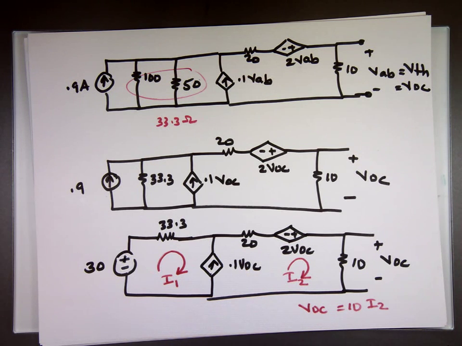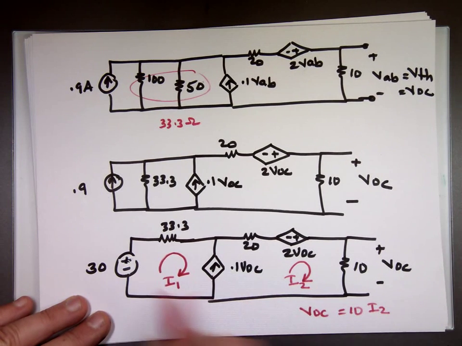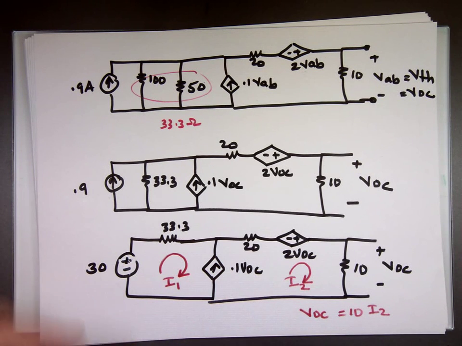We don't need to know I sub. Oh, okay. So we have two unknowns, I sub 1 and I sub 2. Can we do a mesh equation right here? Can we do one here? No. Why not? Because you have the 0.1 VOC. That's a current source. I don't know what the voltage is there.